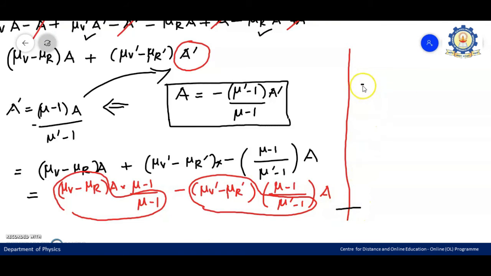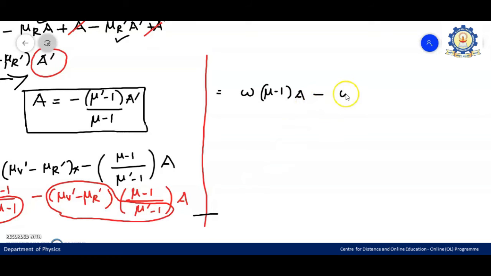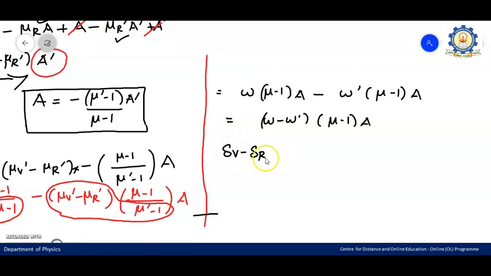So by combining, you get omega into mu minus 1 into A, minus omega prime into mu minus 1 into A. Taking out the common, you get omega minus omega prime into mu minus 1 into A. So this is the angular dispersion. That is, del V minus del R is equal to omega minus omega prime into mu minus 1 into A.